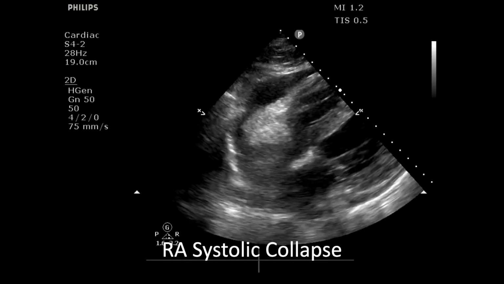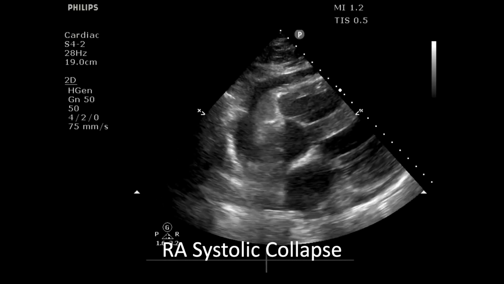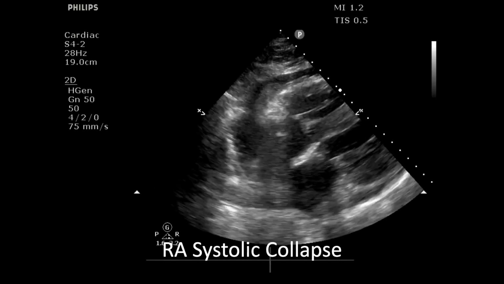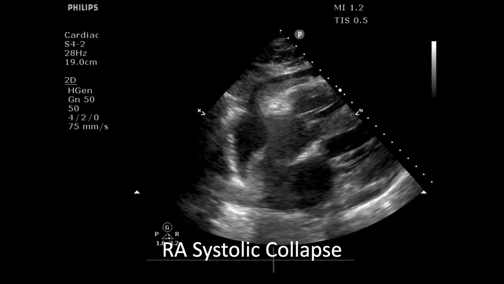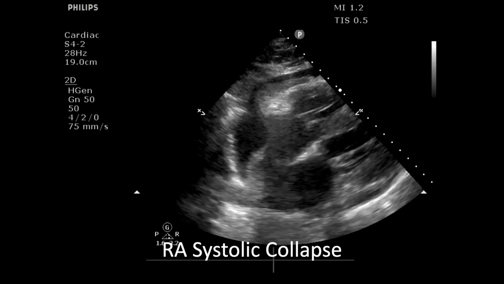And so you'll have that collapse of the RA free wall that we see here in this image. And in fact, if that RA free wall is collapsed for greater than 1/3 of the cardiac cycle, it's actually highly sensitive for tamponade. Now, I don't really measure all the time the duration that the wall is indented into the right atrium.